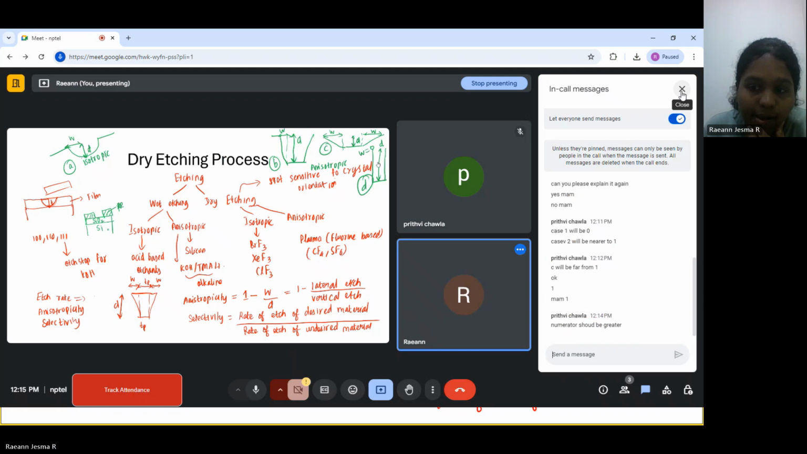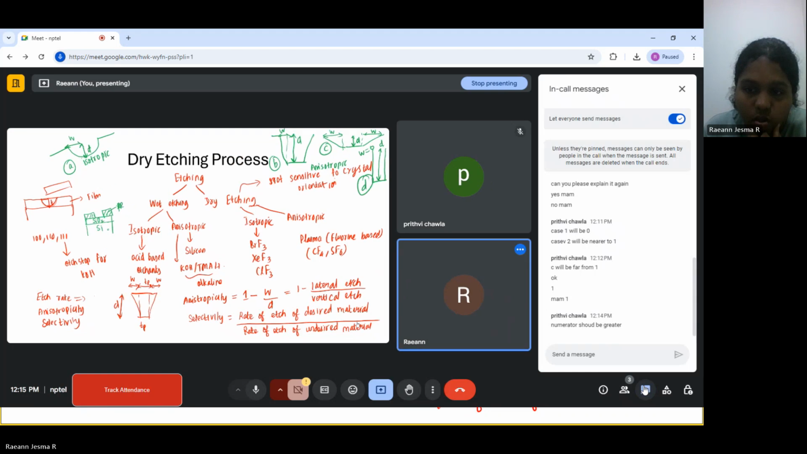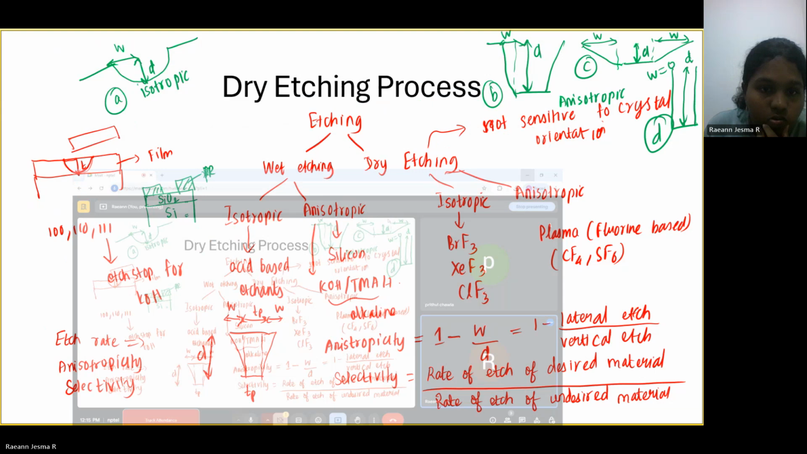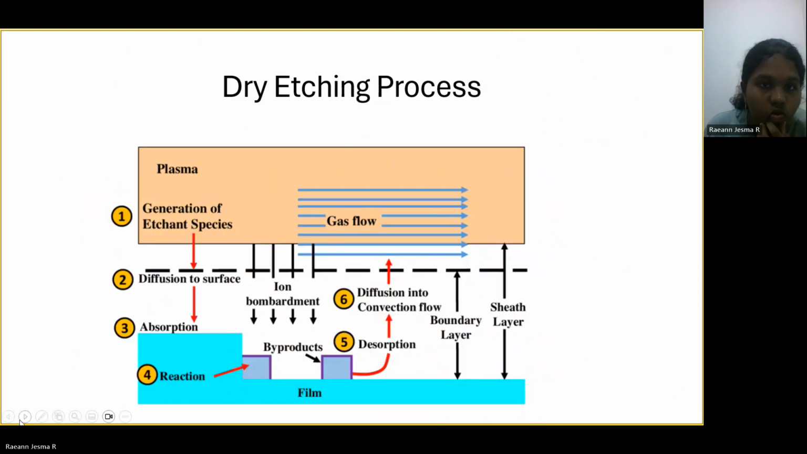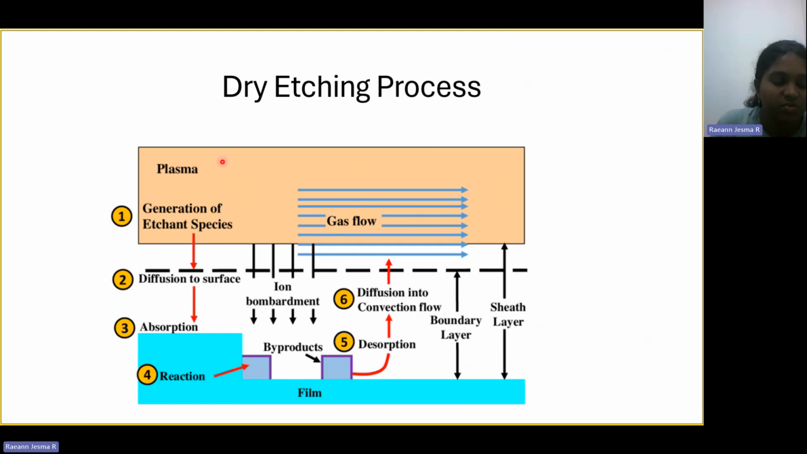So next we will generally look at the dry etching process. This is the general diagram of how a dry etching process will work. In a dry etching process, we will generate a plasma, and gas species will be allowed to flow through it. This gas species will get ionized in the plasma, and it will form different reactive species. Sometimes it will form some reactive ions as well.